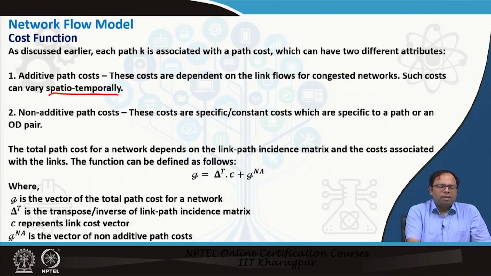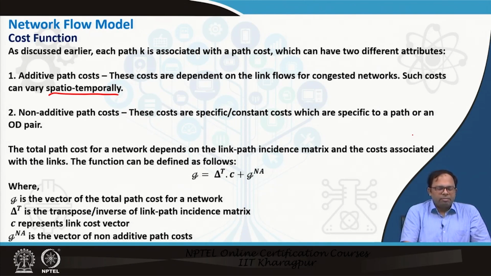So that means when flow increases, the cost of that particular link increases. And there are also other costs, which are non-additive path costs. This is a specific constant for each link, which is specific to a path or an OD pair. So this is a fixed cost that you have to give. That means if there is a bus fare along a particular route, that is fixed, whereas the travel time will vary. So if I have a generalized cost function where we have the cost of the fare plus the travel time, then automatically one will vary as per the congestion levels, and the other will remain fixed.